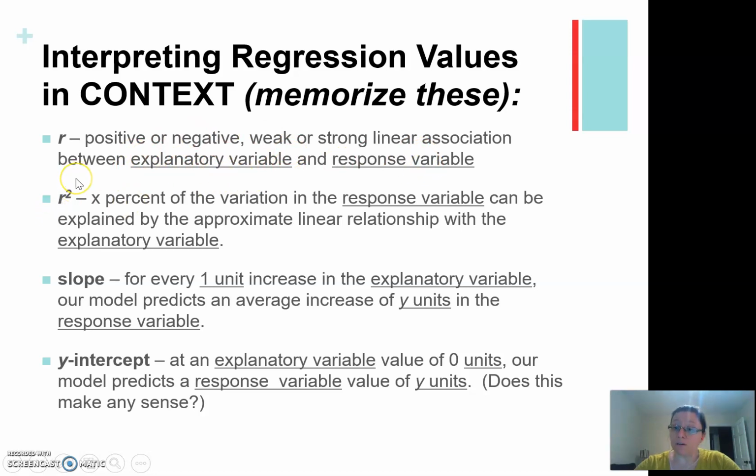R squared, we haven't talked about it yet, but it's just the value of R squared. And it's always a positive value, because anytime you square a number, you end up with a positive value. That means that X% of the variation, so whatever R squared is, could be 0.8, right? Then you would do 80% of the variation in the, whatever the response variable is, you have to put the context in there, can be explained by the approximate linear relationship with the explanatory variable. Again, put the context in there.